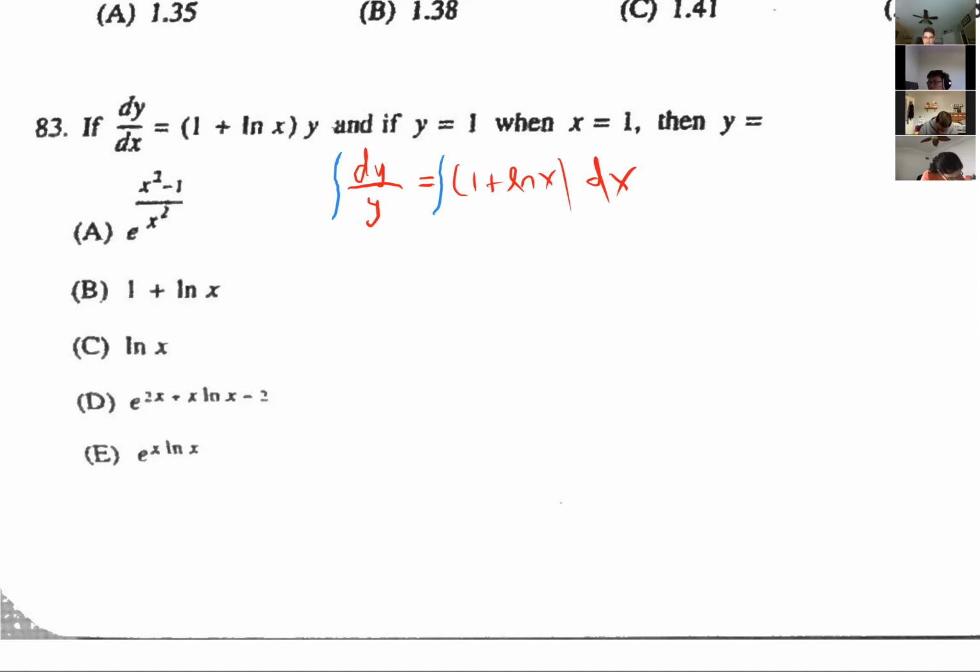dy over y is the same as 1 over y times dy. What's the integral of 1 over y? Someone speak up with their mic on. Integral of 1 over y. Natural log, absolute value y. Good, perfect. Natural log of absolute value of y. I heard a couple people saying it there, so thank you.